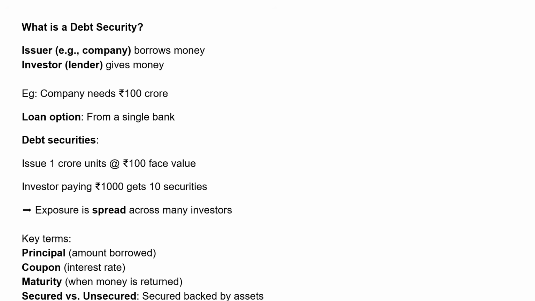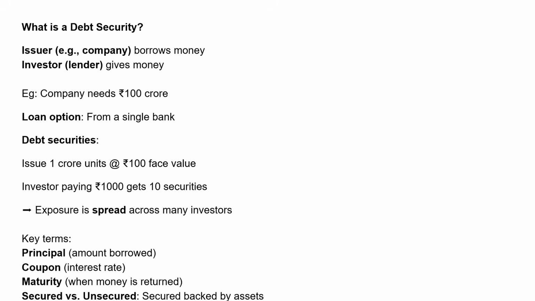What is a debt security? In the case of a debt security, there are two parties. One is the issuer, who borrows the money, and the other is the investor, who lends the money, who is giving the money. We can even play different roles each time. Say, for example, if I am taking out a loan for a home, I am the person who is taking the loan.